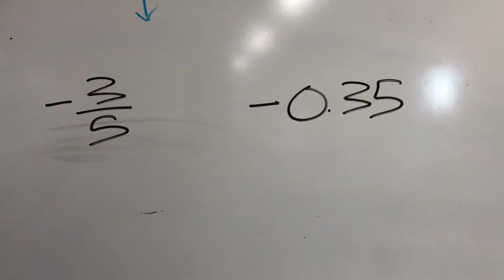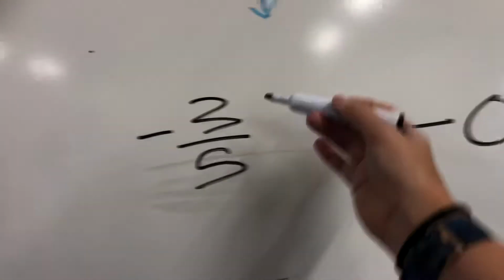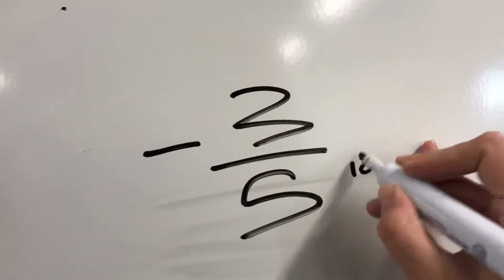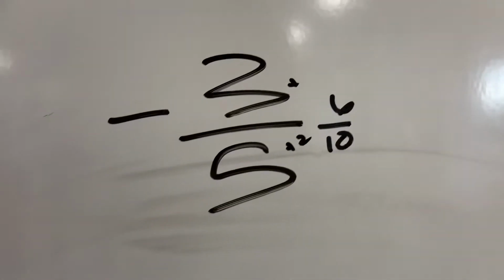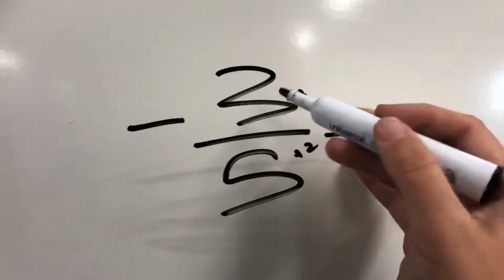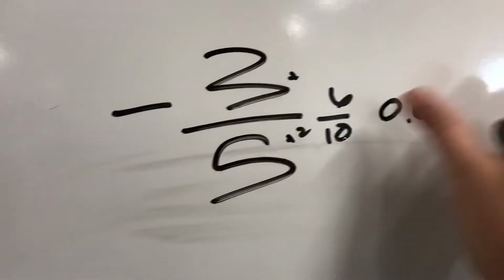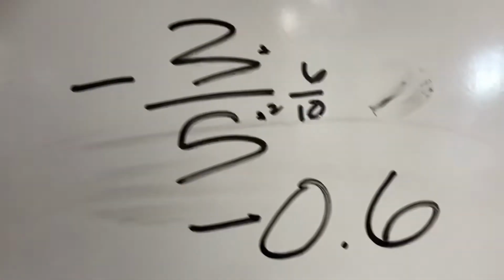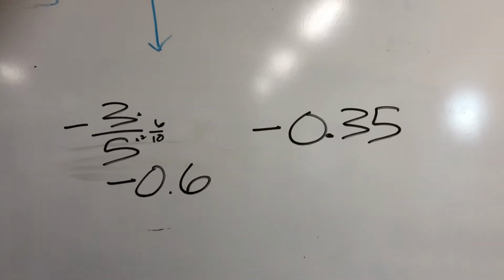So I'm going to change these both into decimals. I already have this decimal here. Now I'm going to change this one into a decimal. I have two different ways. I could think of what it is out of 10, times 2 times 2, 6/10, and write it as 6/10. Or I could do my division method. 3 divided by 5, I'm going to get that same answer as 0.6. So here I have my 0.6, and remember it is a negative number. So I have 0.6 and 0.35.